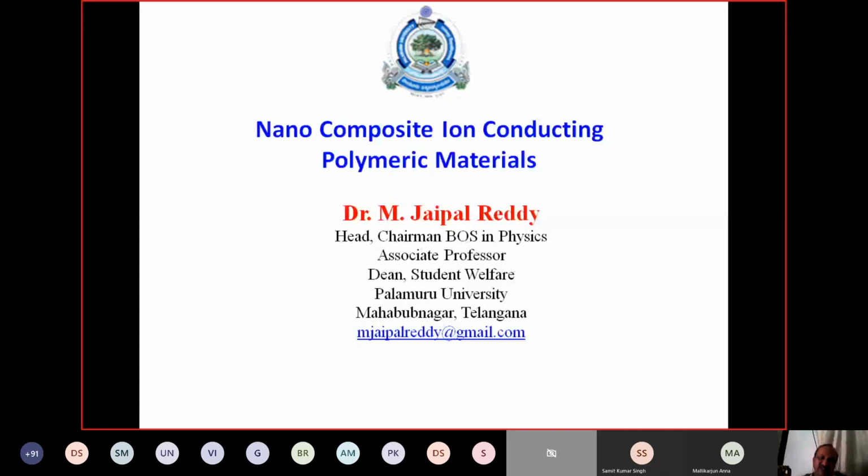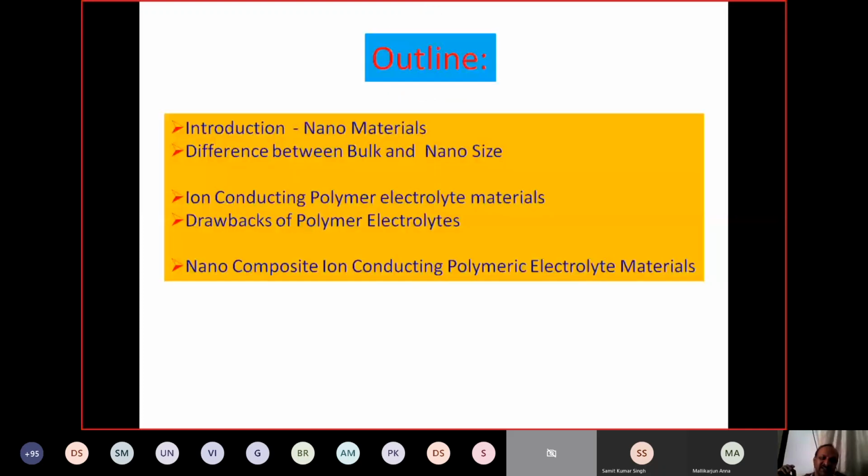Today's overall presentation outline is in three parts. First, I'll give an introduction to nanomaterials: what is the difference between bulk and nano size materials? The second part is a total idea about polymer electrolyte materials. Then, why I incorporated nanomaterials into the polymer electrolyte materials, which we call nanocomposite and conductive polymer electrolyte materials. So the presentation is in three parts: first, briefly on nanomaterials; second, polymer electrolyte materials; third, nanocomposite and conductive polymer electrolyte materials.